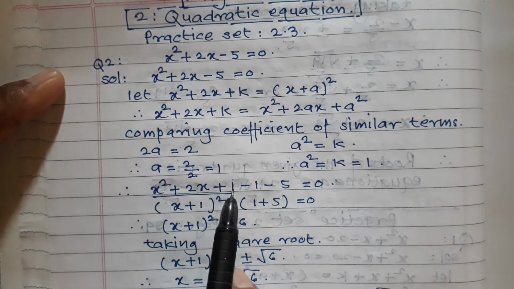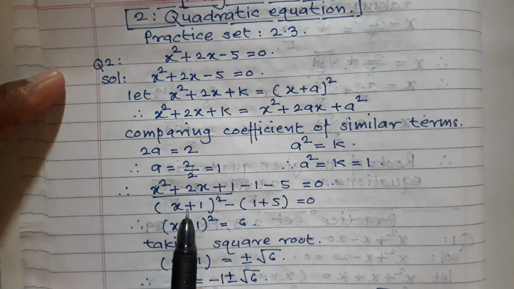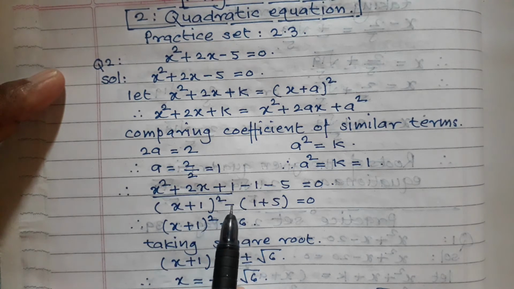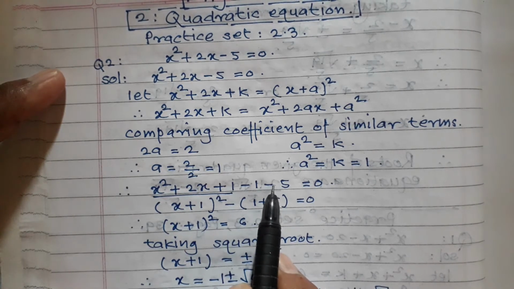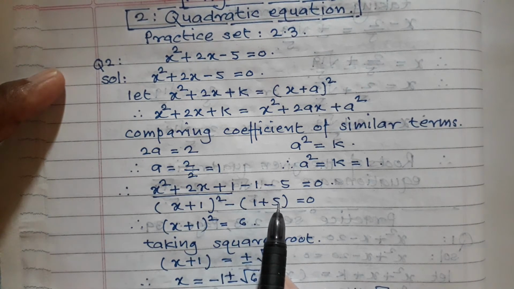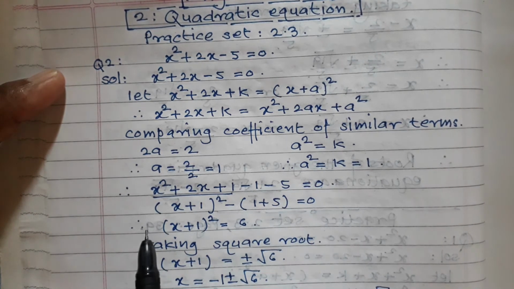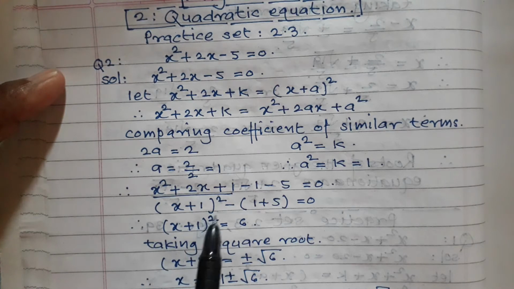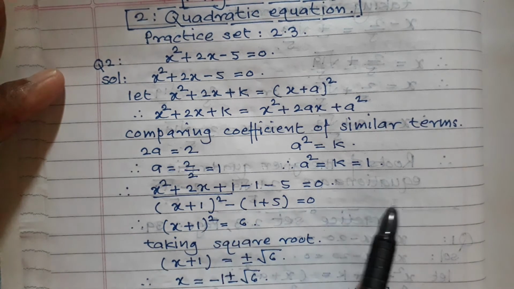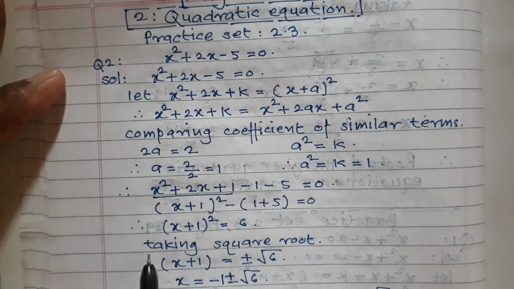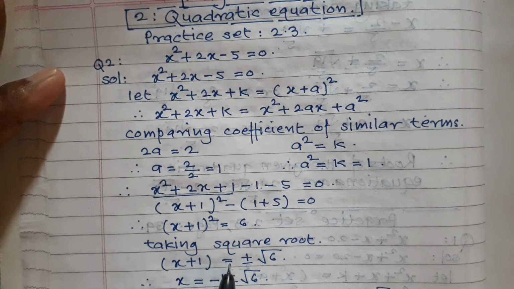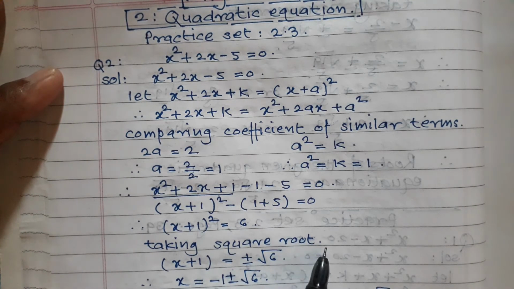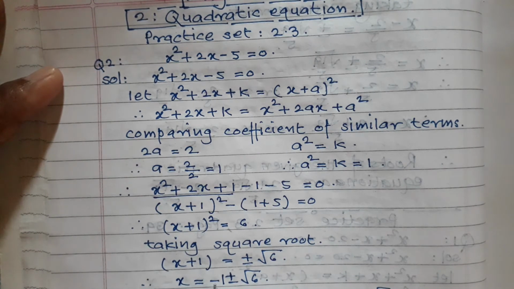Now these three terms together is x plus 1 square. So x plus 1 square minus, this you take into bracket, 1 plus, this is negative, therefore this sign is changed, positive, plus 5 is equal to 0, and therefore x plus 1 square is equal to 6. This you transfer on this side. Then you take square root of both the sides. So x plus 1 is equal to plus minus root 6, and therefore x is equal to minus 1.